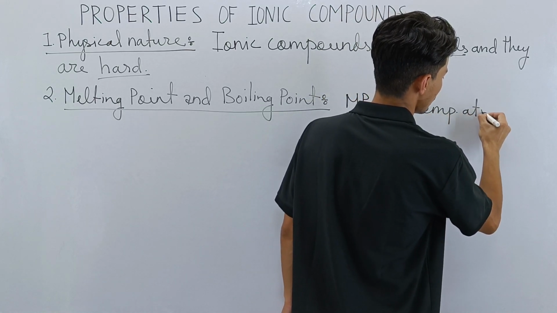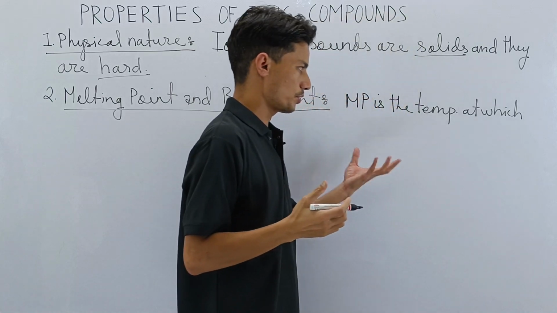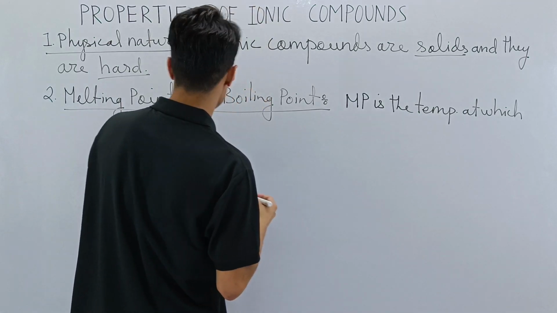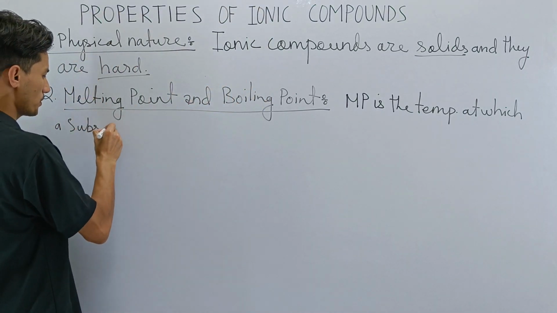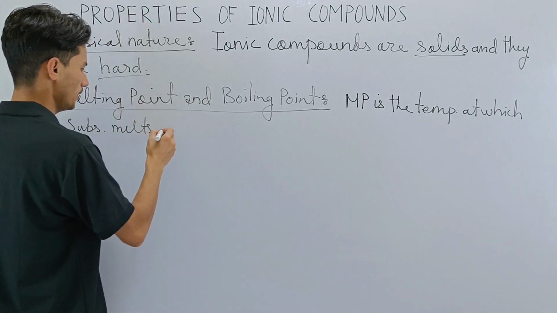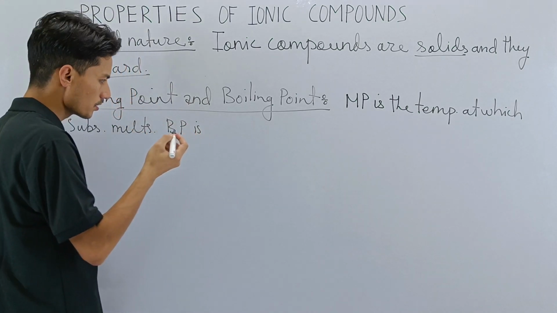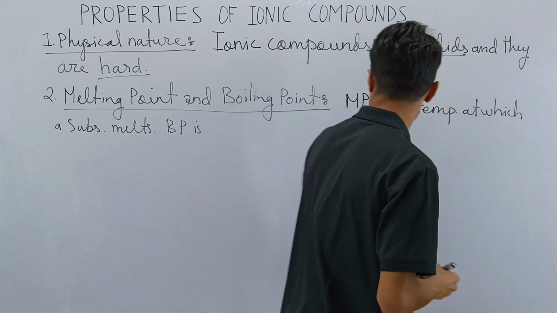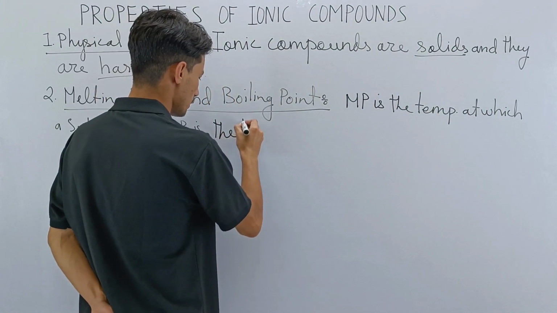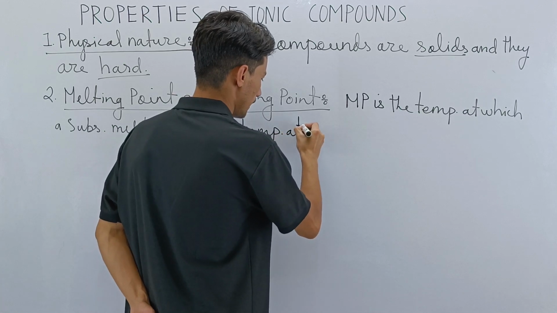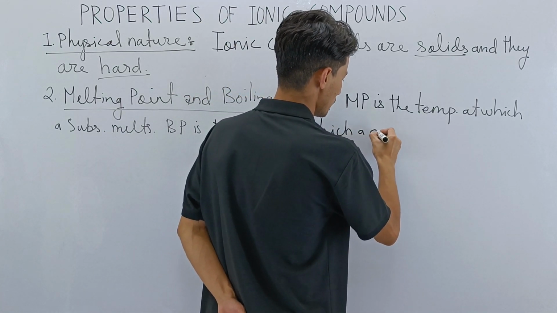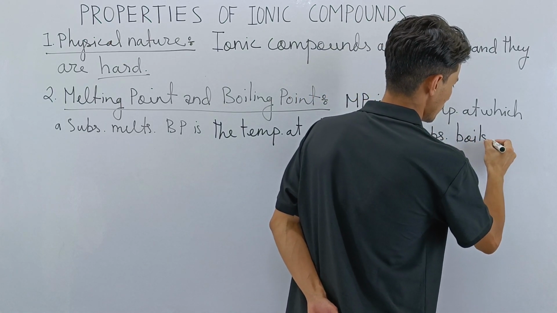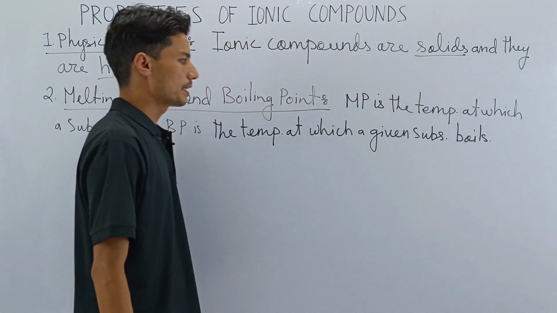We are not supposed to be studying the definition of melting point and boiling point, just to give you more knowledge. Melting point is the temperature at which a given substance melts. And boiling point, my markers don't have ink, that's why they're squeaking so much. I forgot to refill it. Boiling point is the temperature at which a given substance boils. So these are the definitions of melting point and boiling point.